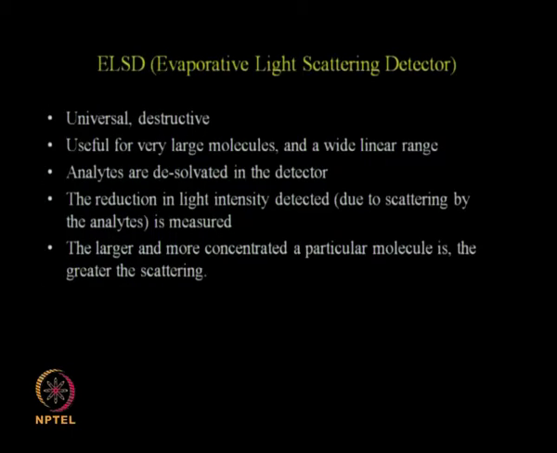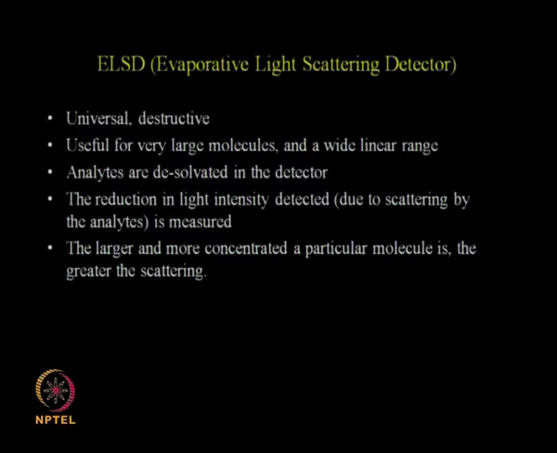Okay. Now another detector is called the evaporative light scattering detector, ELSD. This is also used nowadays, but the main disadvantage is that it is a destructive technique. That means after you have done the measurements or analysis, the product is not available for some other analytical tool. It is very useful for large molecules and it is linear over a wider range.